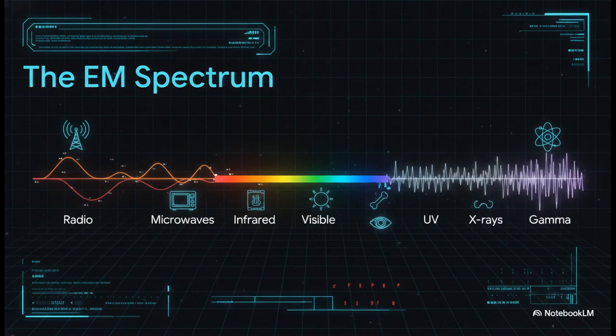These ranges do totally different things for us in the modern world, everything from broadcasting your favorite TV channels to advanced cancer therapy. But here's the wild part. They all share the exact same basic nature, and they travel at that exact same speed, c. The only thing that differentiates a radio wave from, say, an X-ray is its frequency and its wavelength.